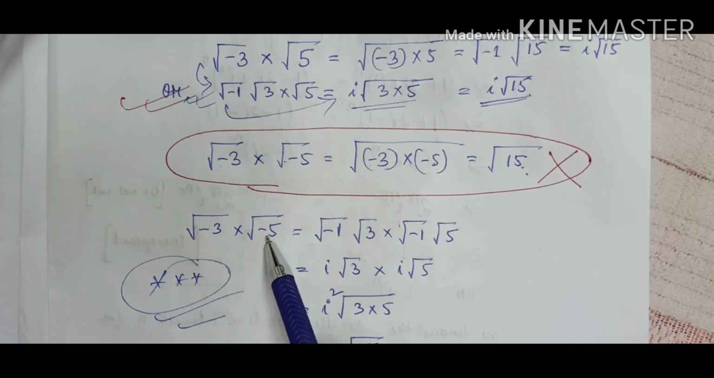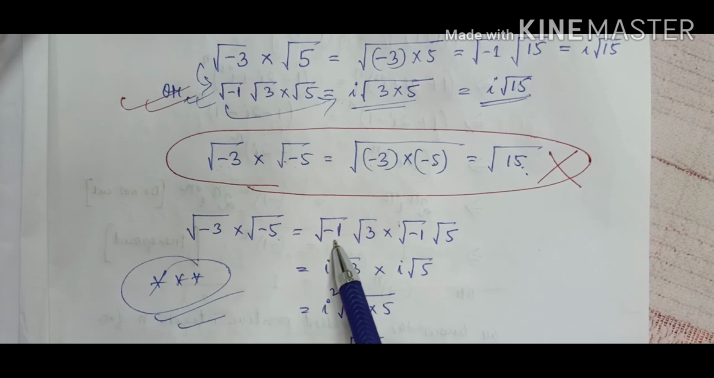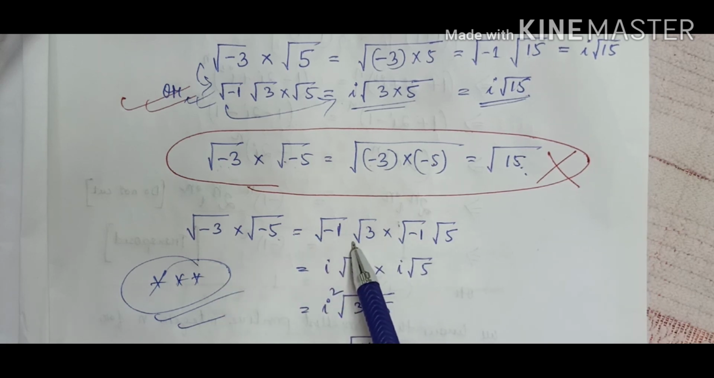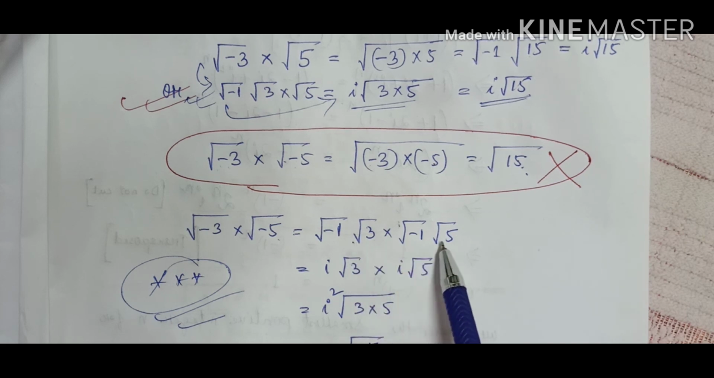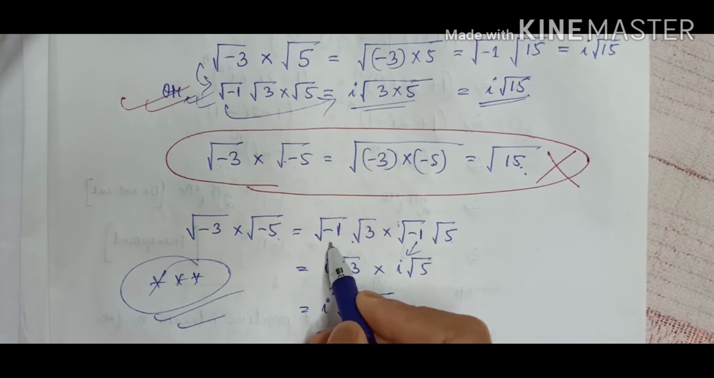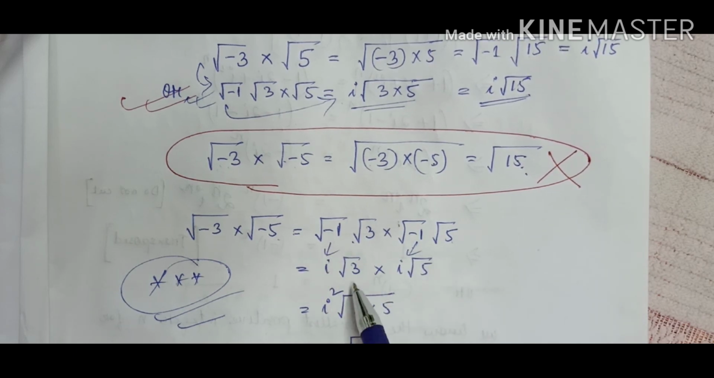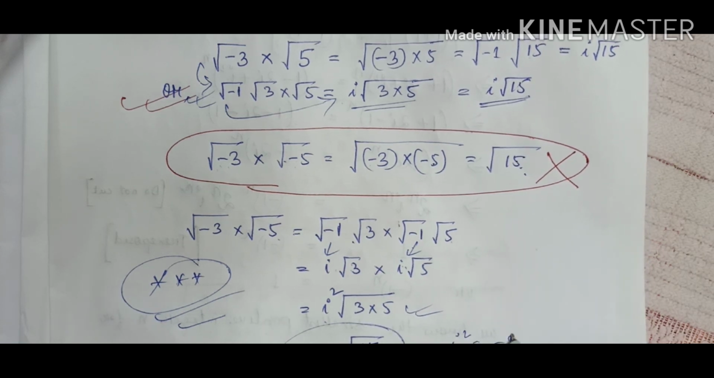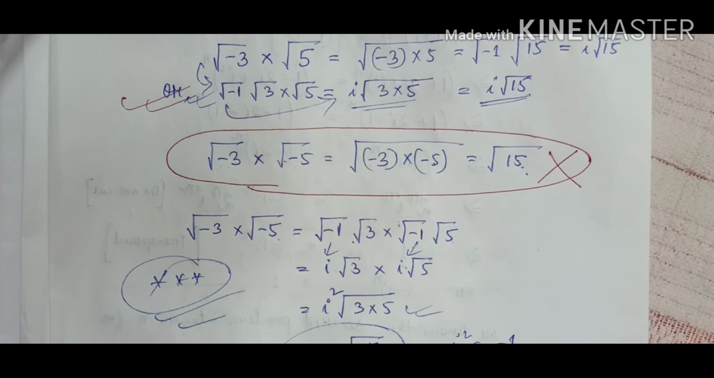Root of minus 3 into root of minus 5: you have to take root of minus 1 out from both. From root 3 we take this out, and from root 5 also. So this means i, and this also means i. We'll separate these two. We'll have i into i squared... sorry, i into i, and 3 into 5 as usual, 15. And i squared means minus 1. So it is a real number.